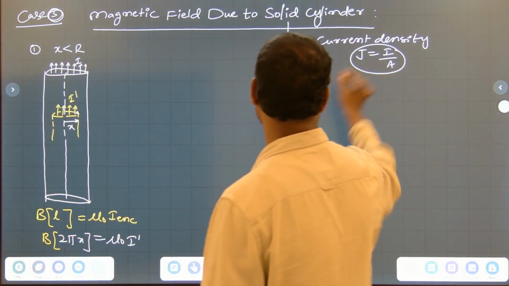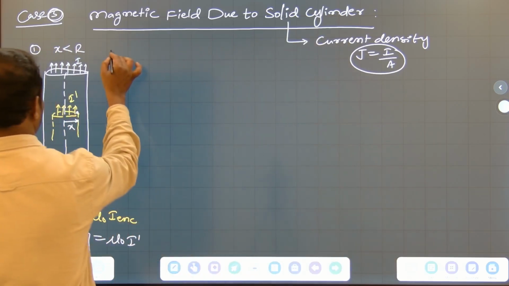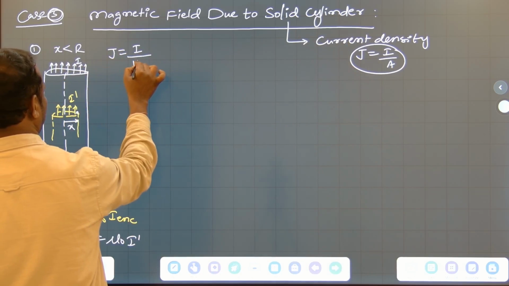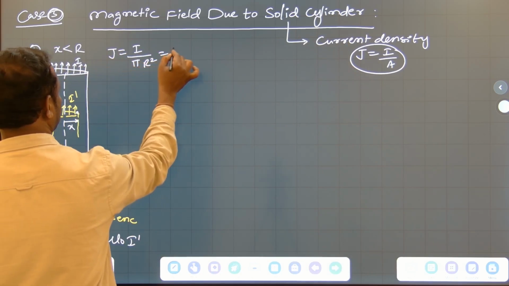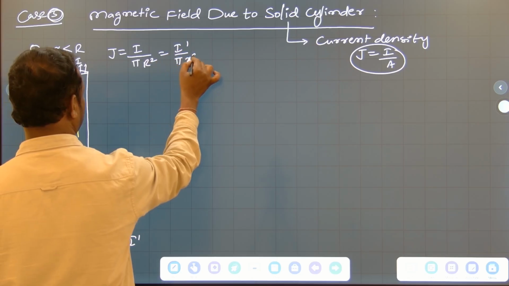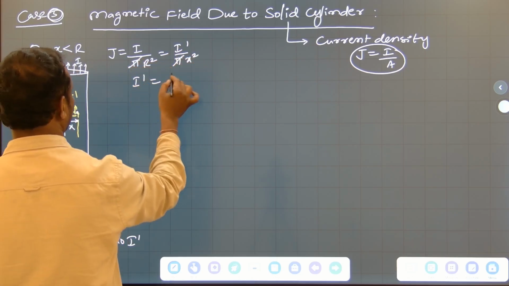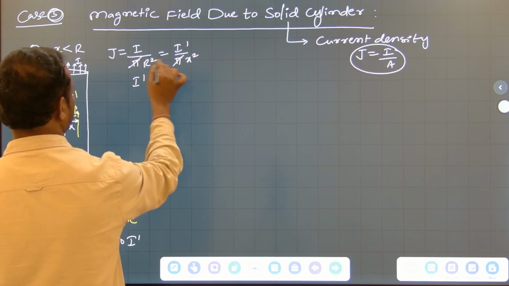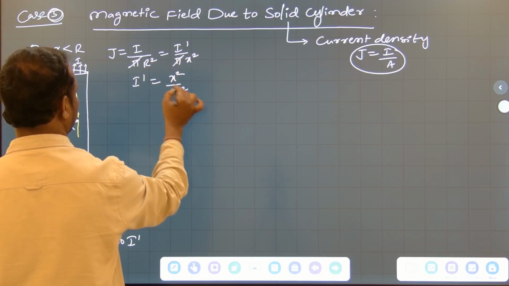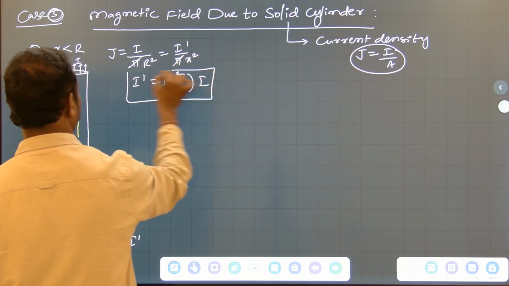My keyword here is J is equal to I by A. For the complete one, that is pi R square, and it equals I dash by pi X square. Pi and pi cancel. So I dash is equal to X square by R square into I, where I is the total current.